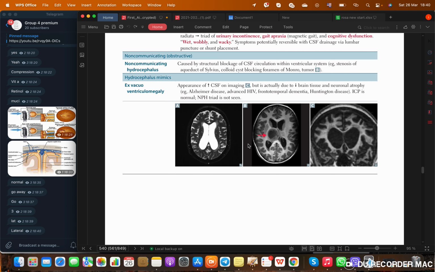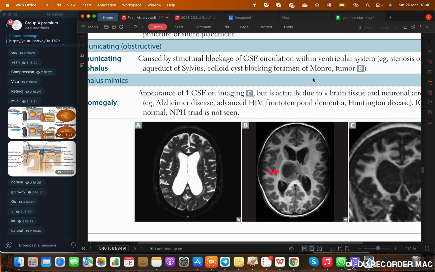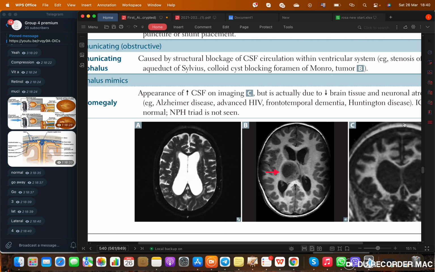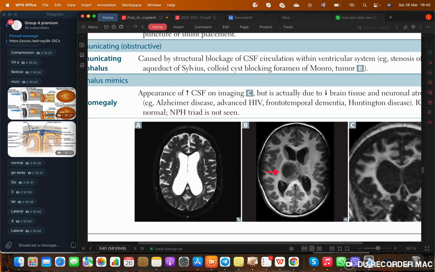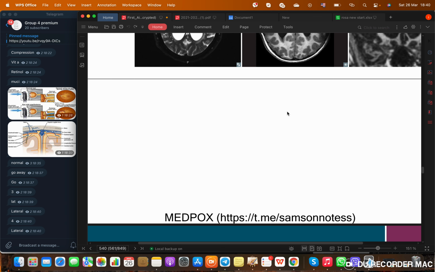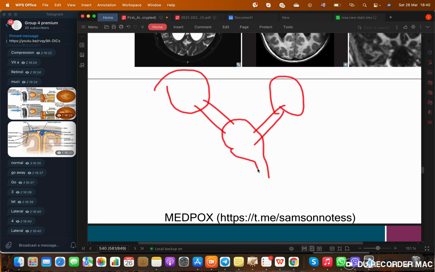And the next thing they say, colloid cyst that is located at the foramen of Monro. Okay, if that happens, what will enlarge? No. The lateral. Remember. Lateral, lateral. Third. Aqueduct of Sylvius. Fourth. Right? So if the blockage was here, only the lateral, for example, the left lateral, will get affected.